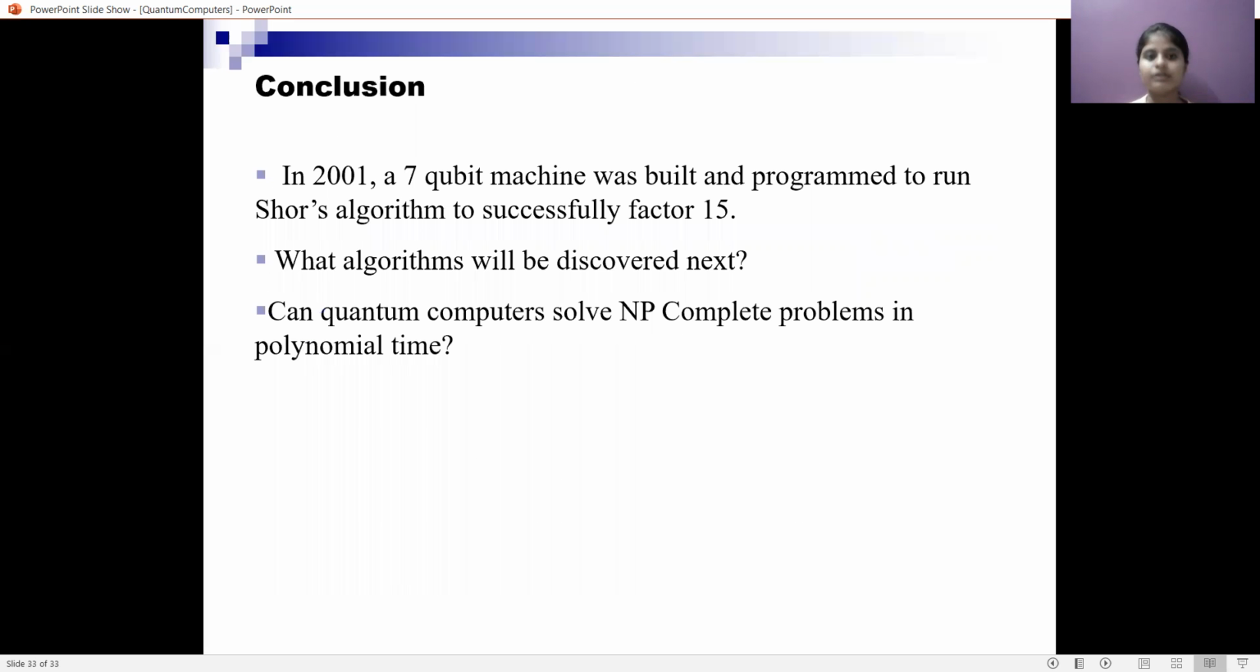Let's conclude. In 2001, a 7-qubit machine was built and programmed to run Shor's algorithm to successfully factor 15. What algorithms will be discovered next? Can quantum computers solve NP-complete problems in polynomial time?